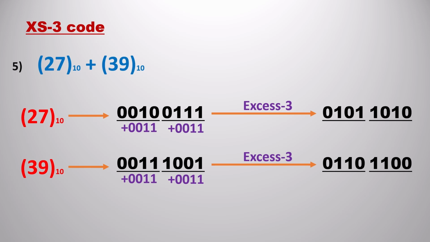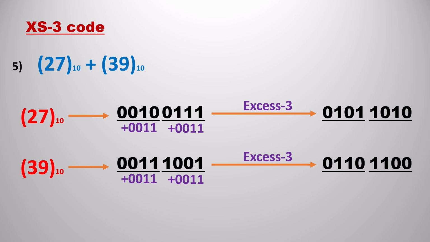So 2 0 1 0. You have to add separately plus 3 to the 4 bits. So after adding, you're going to get the output. That is the output of the first one, that is 27. So the output is 0 1 0 1 1 0 1 0.